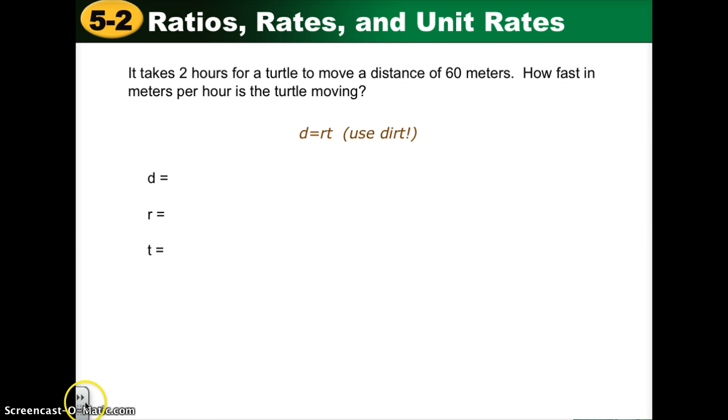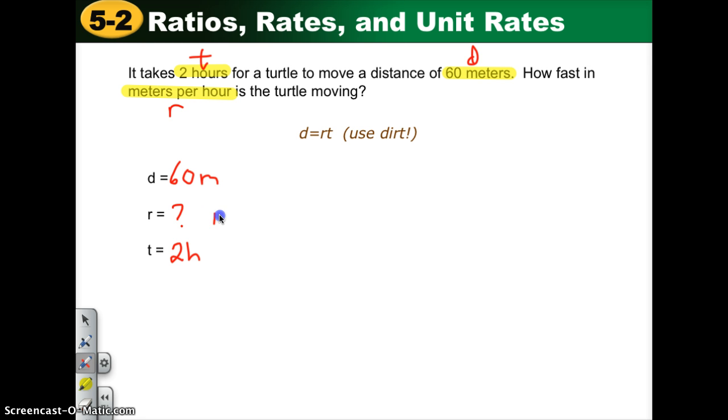Let's do one last one. It takes 2 hours for a turtle to move a distance of 60 meters. How fast in meters per hour is the turtle moving? So we know that hours is time, meters is distance, and meters per hour would be a rate. So distance is 60 meters. Rate we don't know. Time is 2 hours. So that means our answer will be in meters per hour.